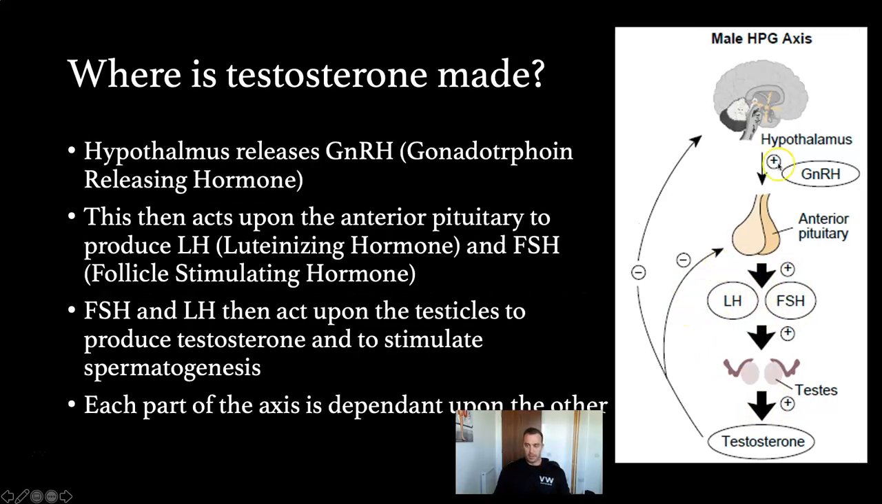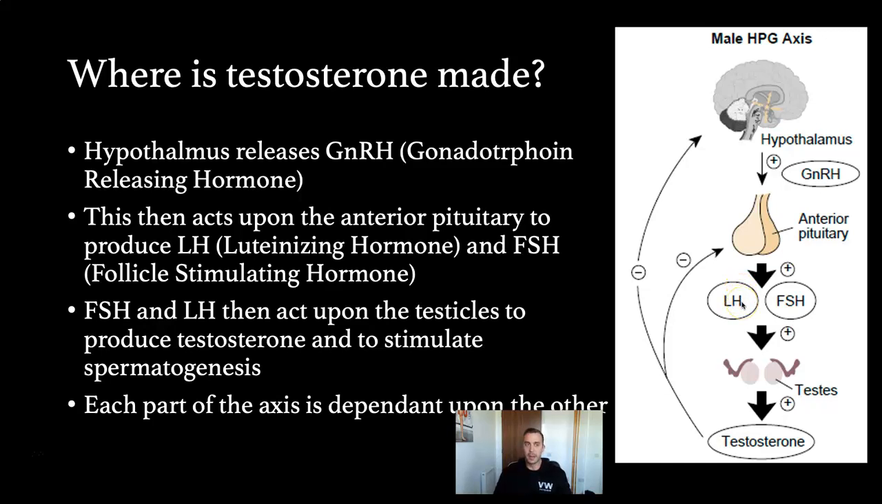Let's talk through it. The hypothalamus, as we said, is going to release something called GnRH, which is gonadotropin releasing hormone. This directly impacts the anterior pituitary. Now, this anterior pituitary is going to produce two different hormones: one called luteinizing hormone, one called follicle stimulating hormone. These themselves will act upon the testicles to produce testosterone, but also to stimulate spermatogenesis.